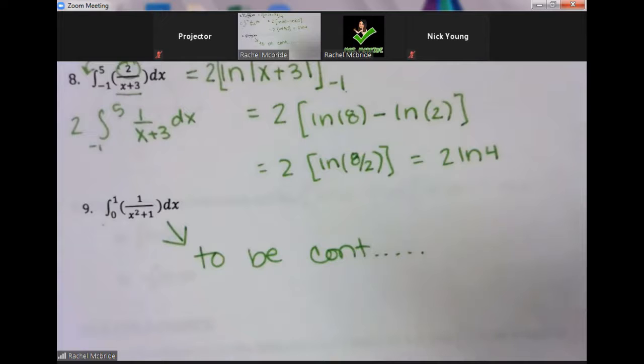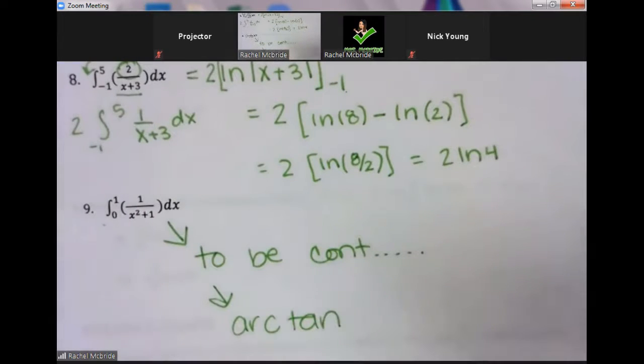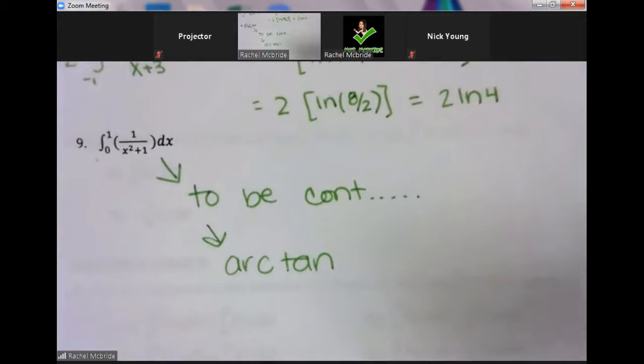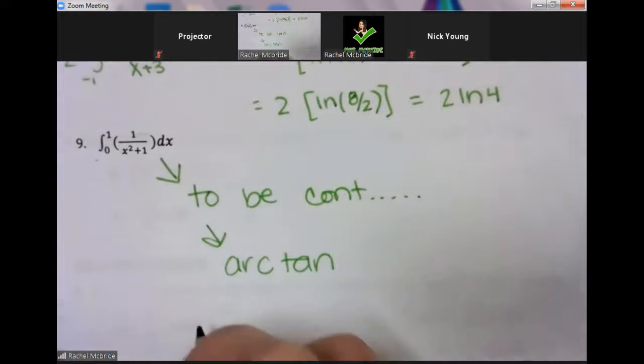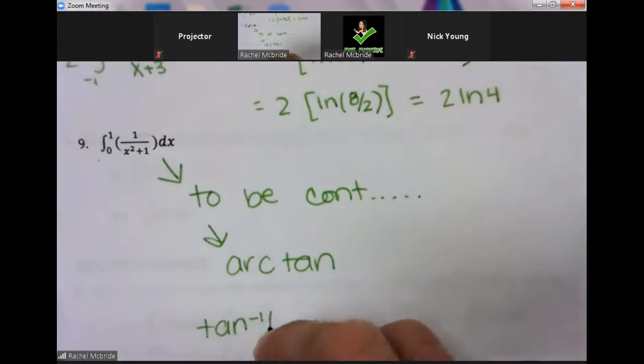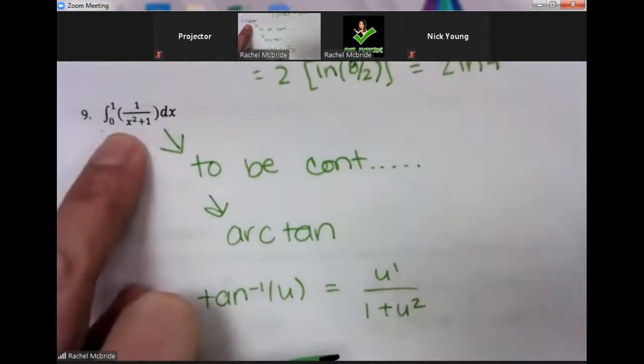Number 9 is a to be continued, and honestly, this year, we don't have to do number 9, because that is a CHS question, and we don't have to do arctan. So just in case you want to know, that's an antiderivative of an arctan. If you think about this, you can almost see the derivative. If you think about the derivative of inverse tan, it was u prime over 1 plus u squared. So you can see the arctan up in there.